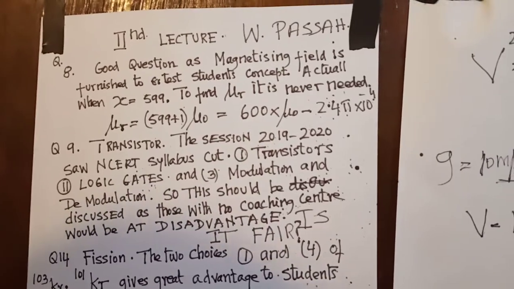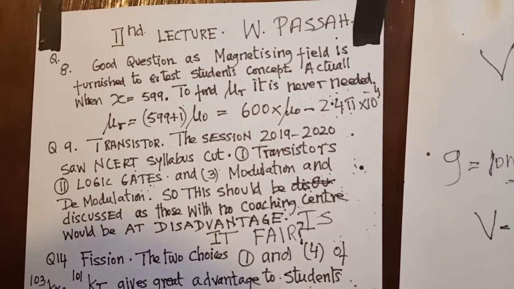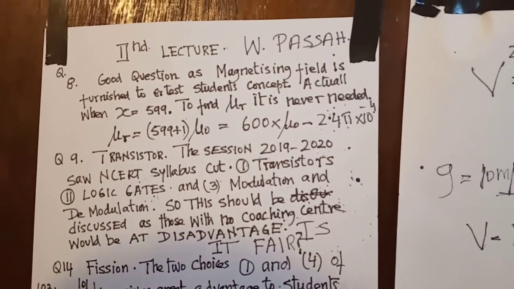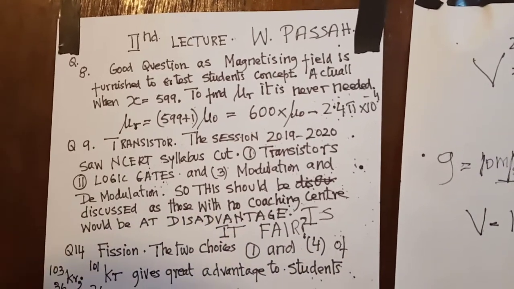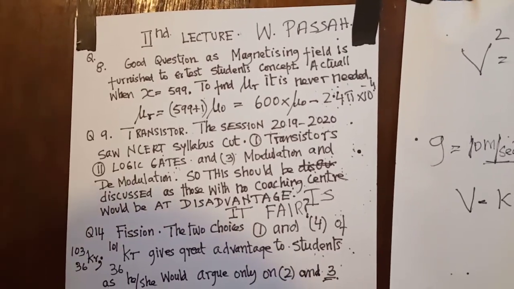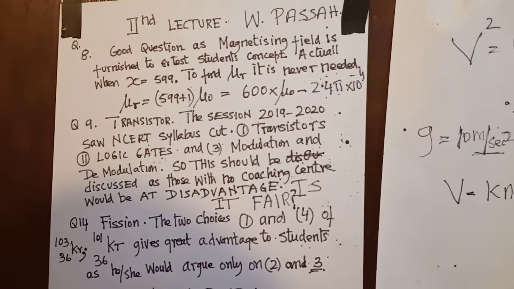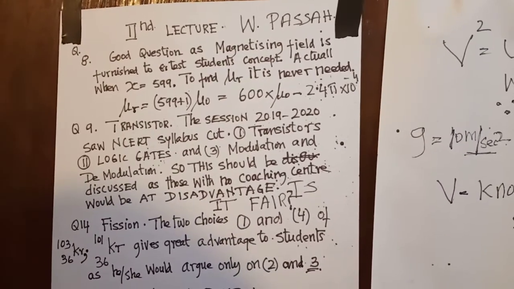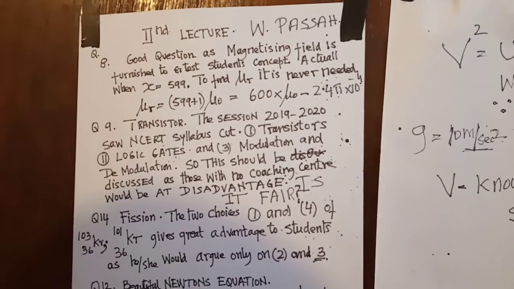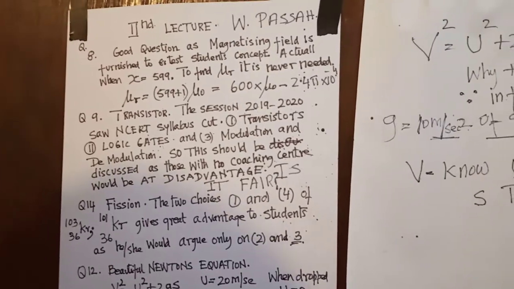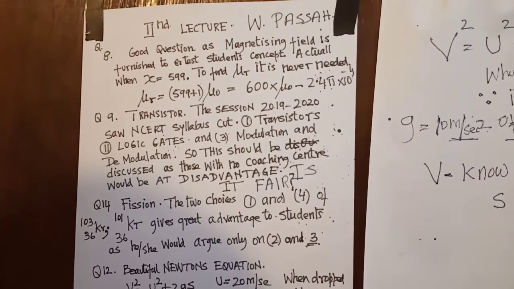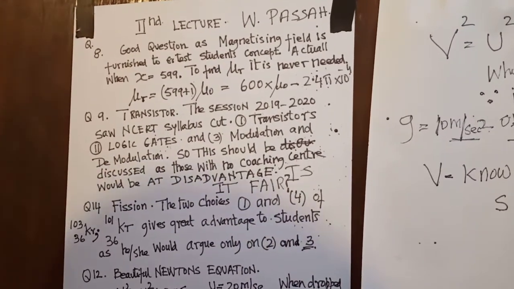And mu naught is given in the question, so you will get 2.4 pi into 10 to the power minus 4, and the unit you can fill in yourself. So next time be careful, because that extra magnetizing field may scare you and make you nervous. Remember the formula carefully and all will be all right.